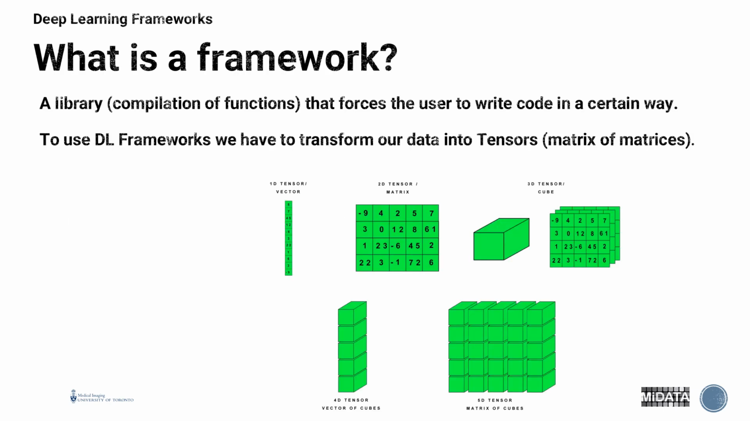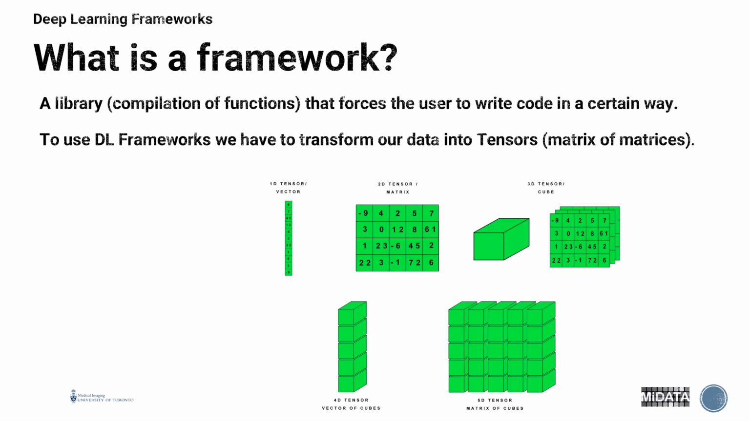So we're now going to move from key concepts to maybe some helpful definitions. And in deep learning, we use something called frameworks. Now, what is a framework? It's essentially a library, and a library is a compilation of functions in the world of machine learning that forces you, the user, to write code in a specific way.